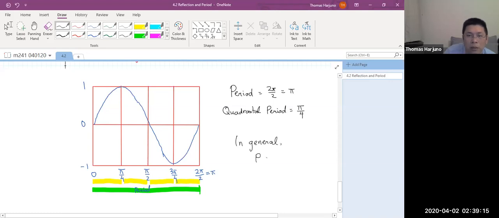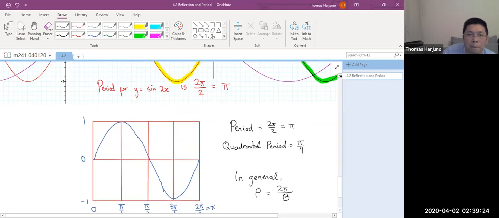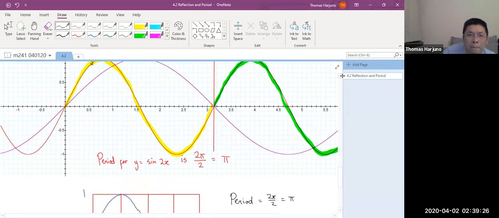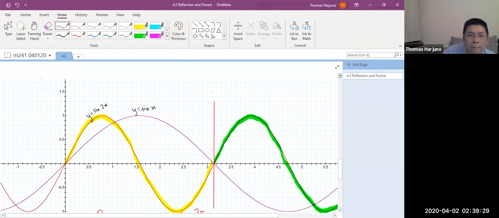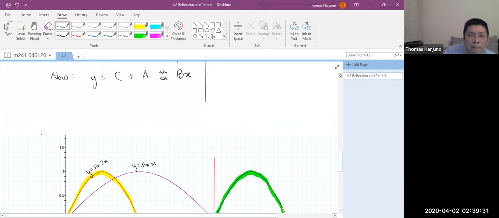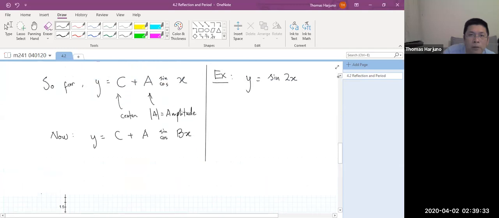Now, in general, the period is equal to 2 pi over the coefficient of the angle. In this case, the coefficient of the angle is 2. So the period then, originally the period is 2 pi, divided by that 2, I get 1 pi.